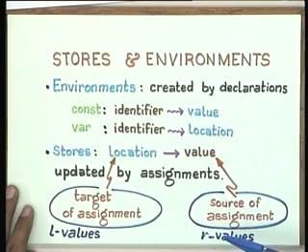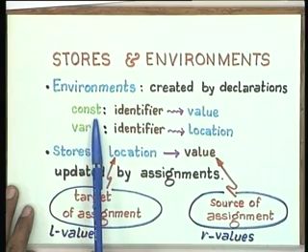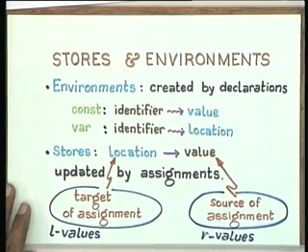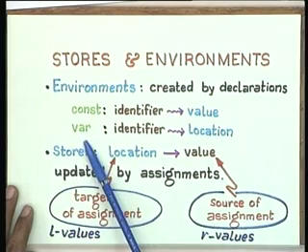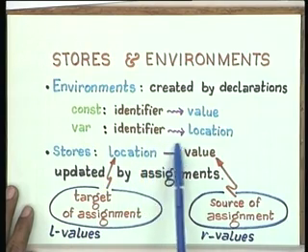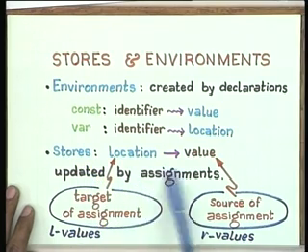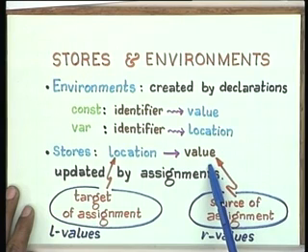So we will look upon environments as being created by declarations, and in particular we will look upon constant declarations as identifier value associations with no locations in between, and we will look upon variables as identifier location bindings, and stores, which are a refinement of the state concept, would just be location value assignments, right.